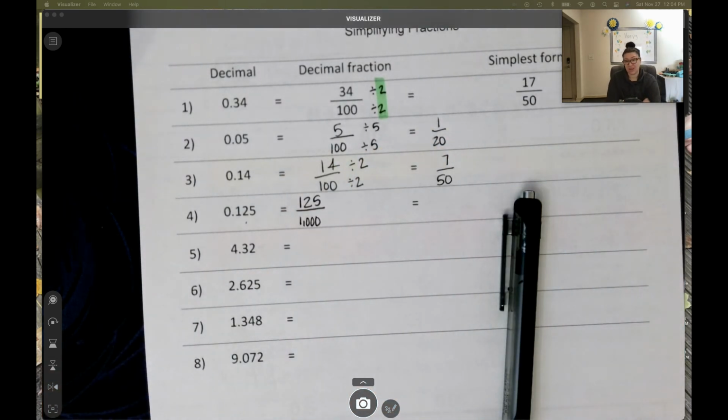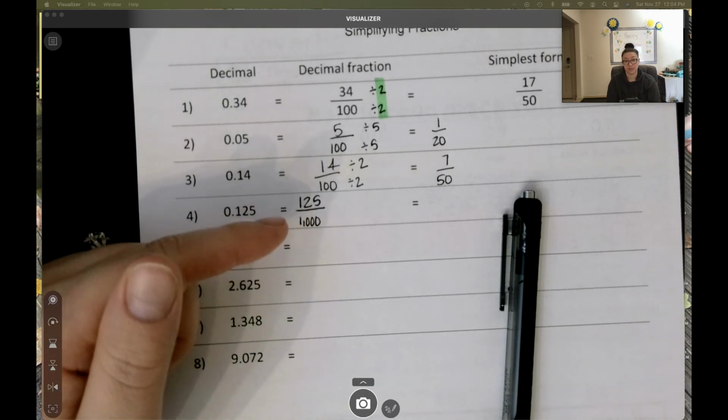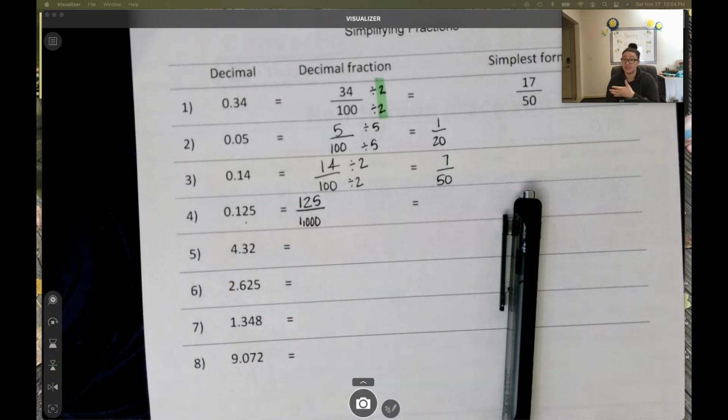I don't want to have to write out all those multiples of 125 and 1,000. That's a lot. I don't do that, and I'm a math teacher. But what I am going to do is I'm going to recognize a type of number that goes into both of those easily, and I'll just keep simplifying more than one time, and that's okay.